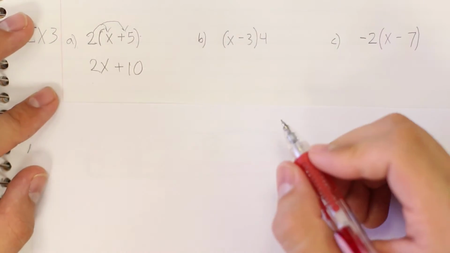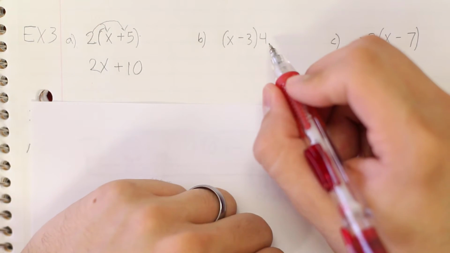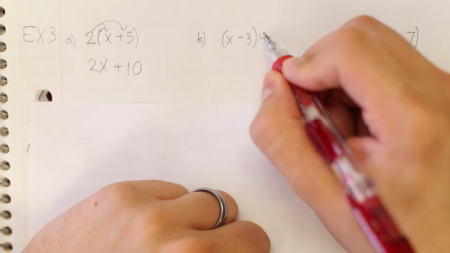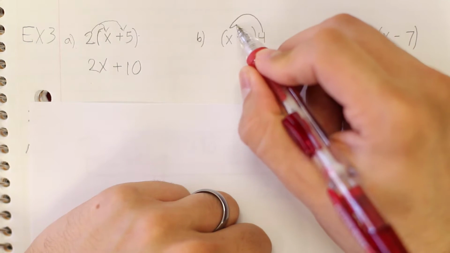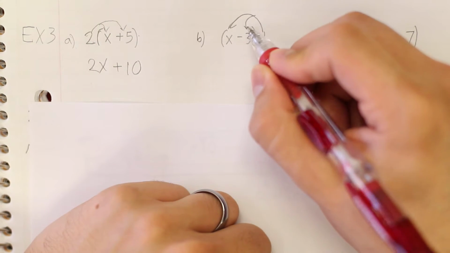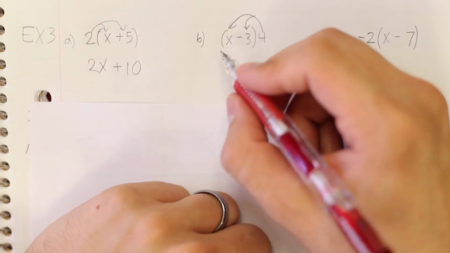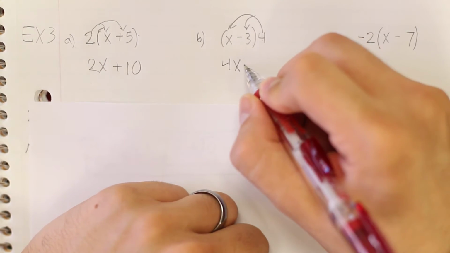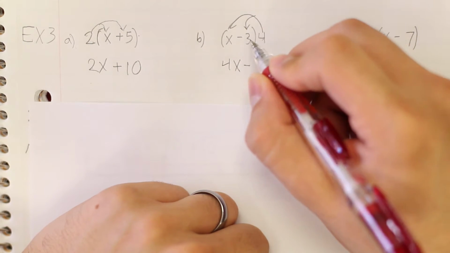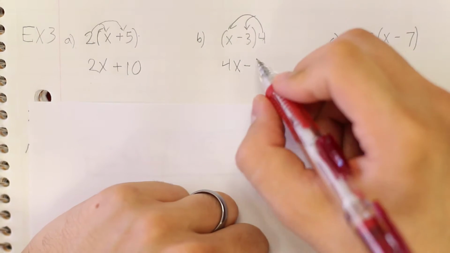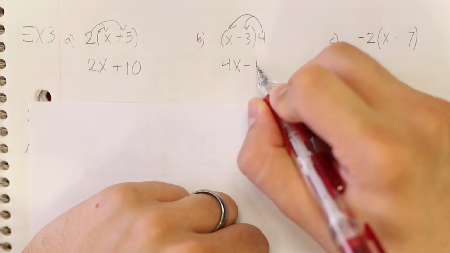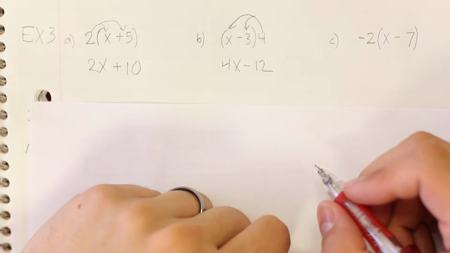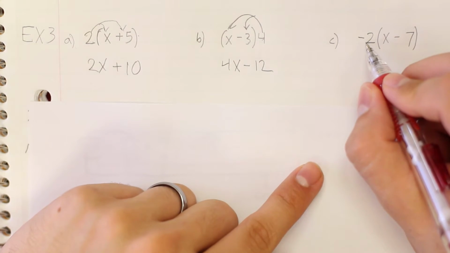That's 10, okay? Over here, I wanted to show you an example of where they put the variable at the back. It doesn't change anything. You're still going to multiply it by each of the terms in here. So 4 times x, 4x minus 4 times 3, 12. 4x minus 12.